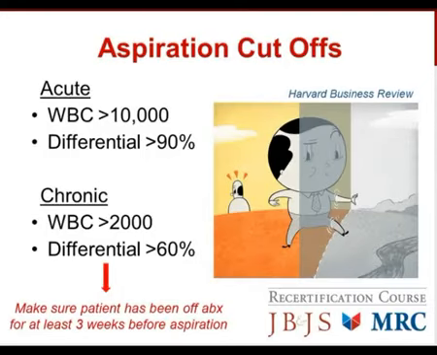In the acute postoperative infection, we're looking for a white blood cell count greater than 10,000 and a differential above 90%. In the chronic infection, the white blood cell cutoff is around 2,000 cells with a differential of 60%. Now, there's a gray zone here, and I would recommend that you just recognize a very high number and a very low number. The test writers are unlikely to ask you to differentiate between subtle deviations from these cutoffs.